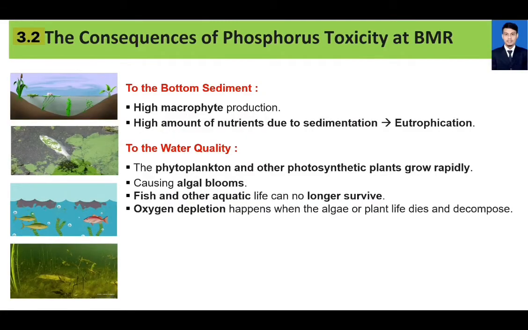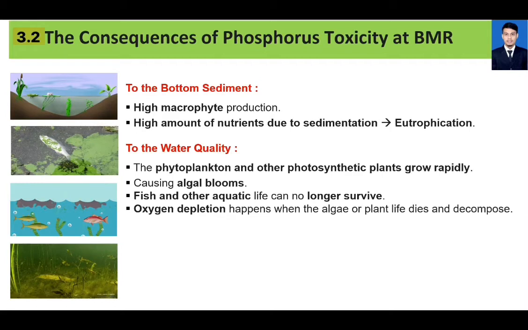Next, the consequences of phosphorus toxicity at Bukit Merah Reservoir. Firstly, to the bottom sediment. The effect of excessive total phosphorus loading to a shallow lake is especially pronounced as it can lead to high macrophyte production, which in turn can contribute a significant amount of nutrients to both sediment and overlying water. Bukit Merah Reservoir is currently classified as eutrophic because of phosphorus toxicity.